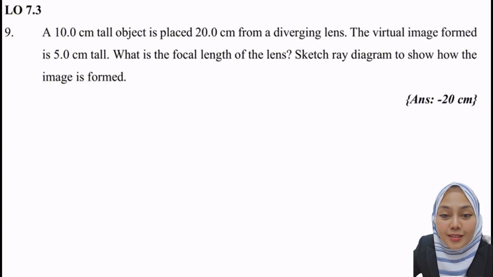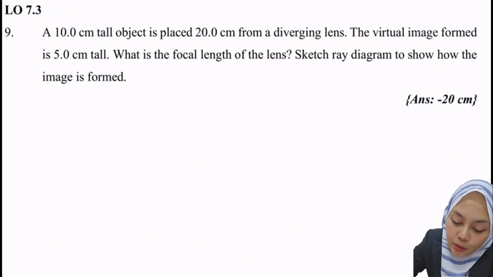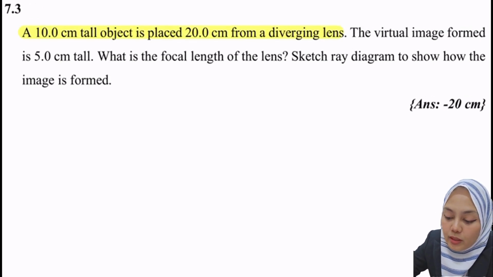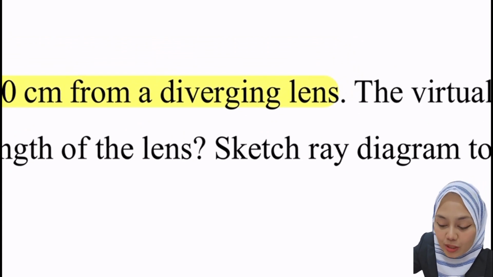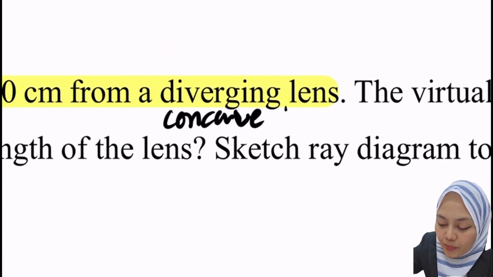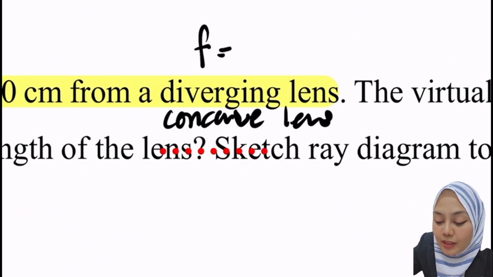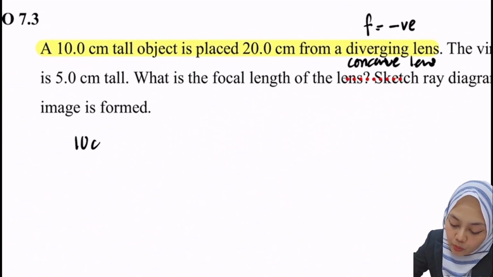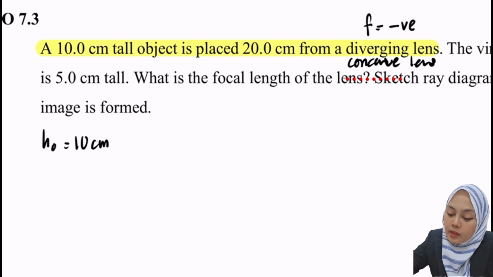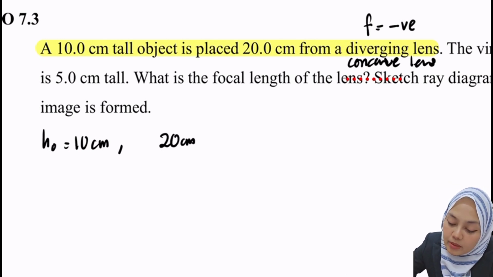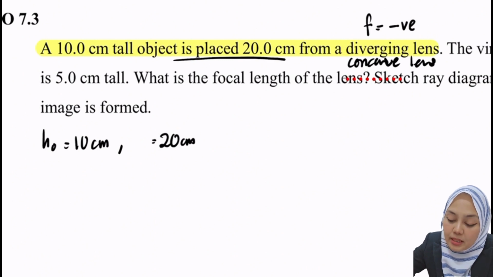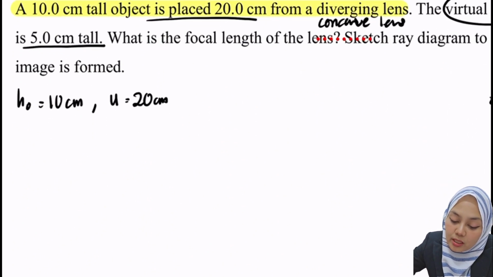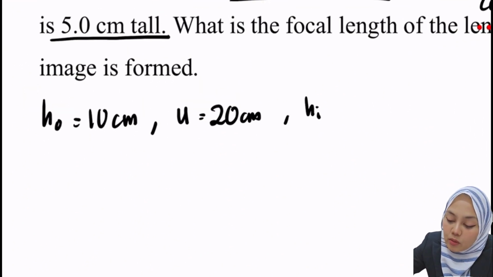Now let's do a few questions so that we get to know more about thin lenses. We have here a 10 centimeters tall object placed 20 centimeters from a diverging lens. Look at this word, diverging lens. What is this? This is actually a concave lens, and a concave lens always has a negative focal length. So I have 10 centimeters, which is the H of the object. And I also have 20 centimeters. The object is placed 20 centimeters from a diverging lens, which means this is U. And then the image is 5 centimeters tall. The virtual image is 5 centimeters tall, so HI equals 5 centimeters.